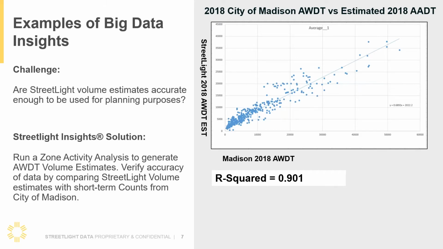Lastly, we compared short-term counts, which are 48-hour counts for the City of Madison, with StreetLight daily volumes, and we got what we expected, an R-squared value that was a bit lower because it's not really an apples-to-apples comparison, but this did give us a lot of confidence in the data for all of those count sites, and then also for streets where we don't have available counts.